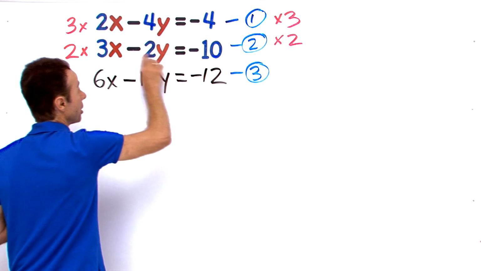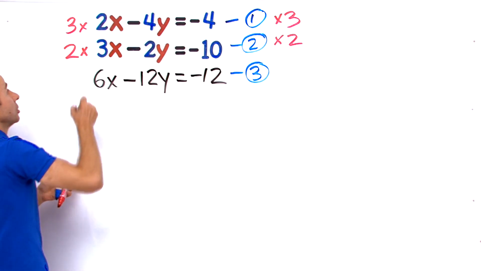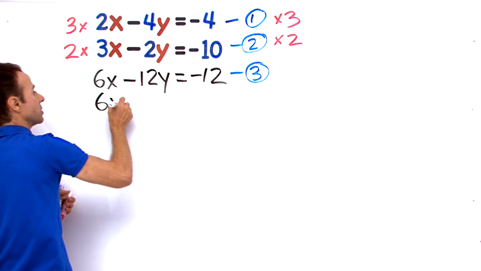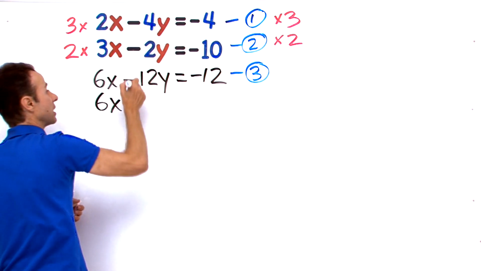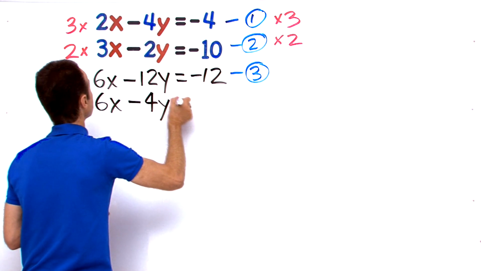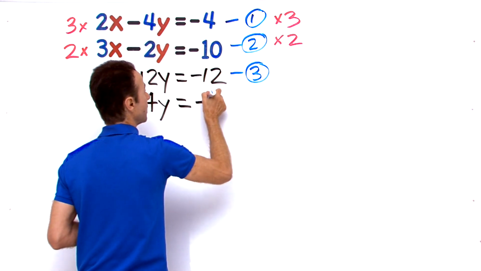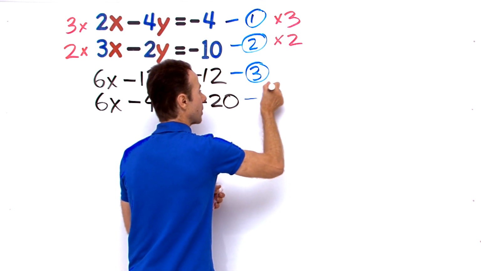Now let's multiply the bottom one, number 2, by 2 throughout. So 2 times 3 is 6x. See, they're both 6x's. They're going to be able to cancel very soon. 2 times negative 2, that's going to be negative 4y, equals 2 times negative 10, that's negative 20. That's our new equation number 4.